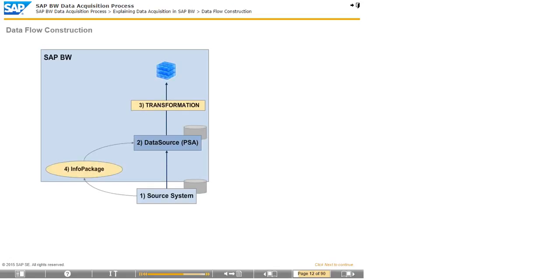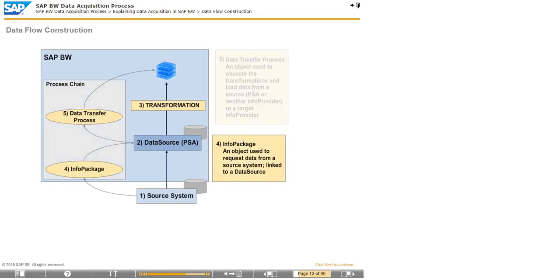Info packages and the DTPs are the SAP BW objects that facilitate the actual movement of data through the ETL process. Every path from persistent source to target is a DTP. Info packages load data from the source system to the PSA without any transformation. Info packages and DTP should be included in a process chain to automate the loading process.